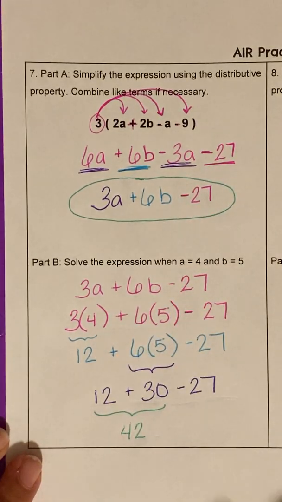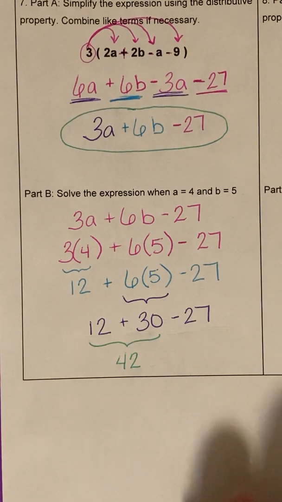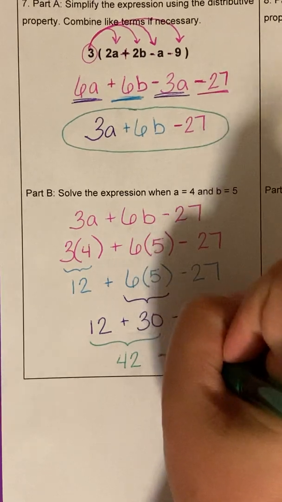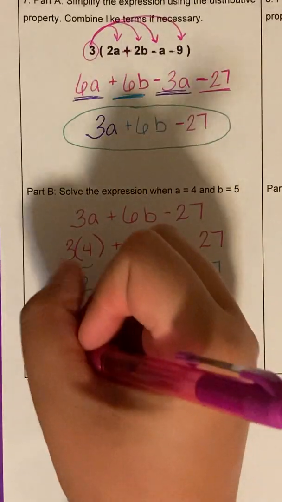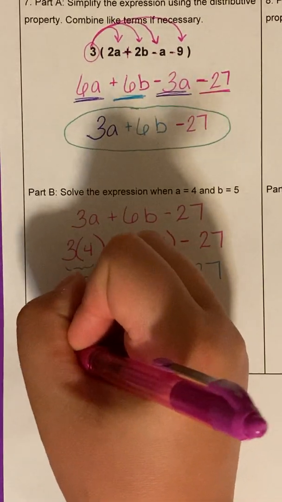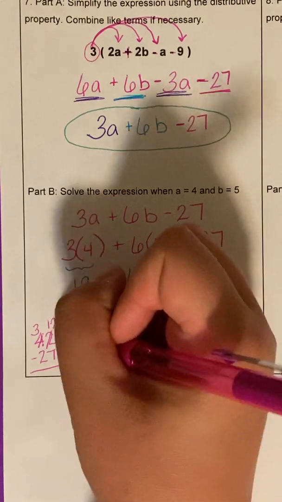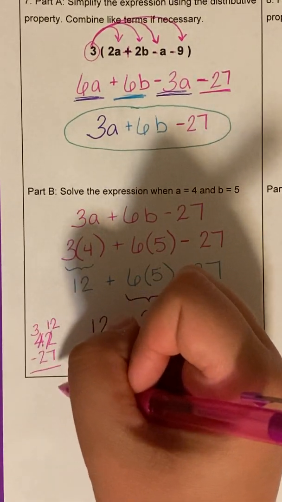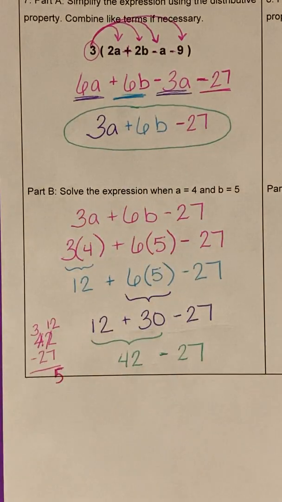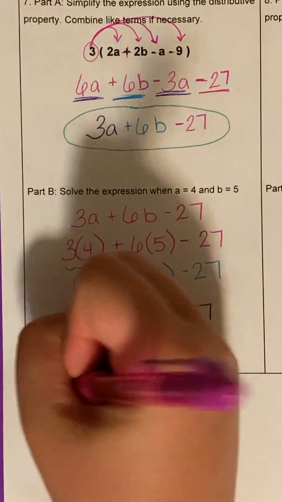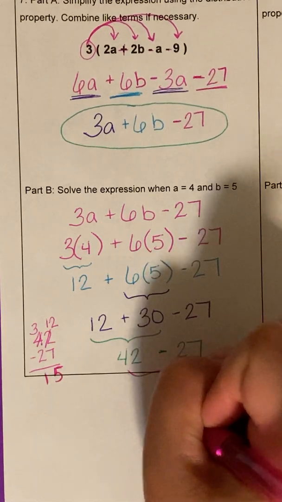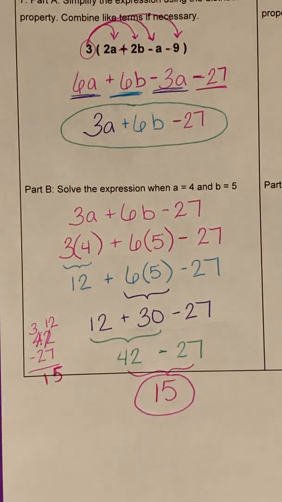42. You can do it off to the side if you want. And then I'm going to bring down my minus 27. So now 42 minus 27. 2 minus 7 you can't do. The 4 becomes a 3. 2 becomes a 12. And then 12 minus 7 is going to be, I'm sorry, 5. My bad. 12 minus 7 is 5. 3 minus 2 is 1. So now our answer is just 15. Woohoo! Bada bing, bada boom.